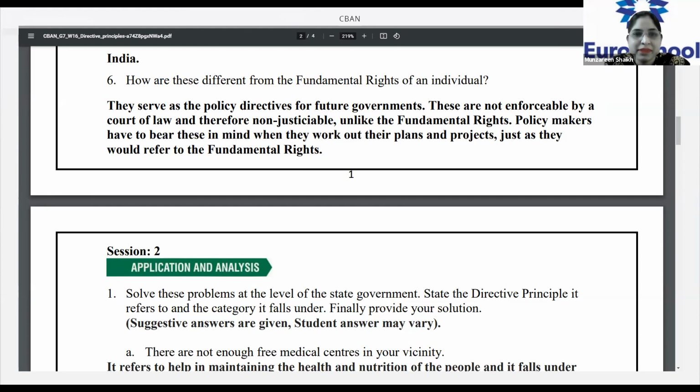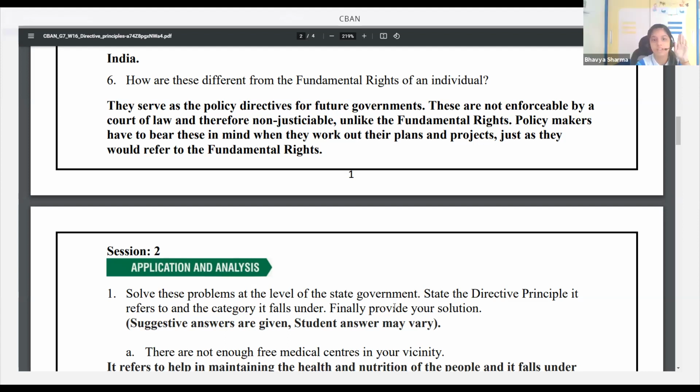Fundamental rights are justiciable, meaning they could be taken to the court. And directive principles are non-justiciable, meaning that they cannot be enforced by law. Very good. So one difference is explained. Who will tell me the second difference?